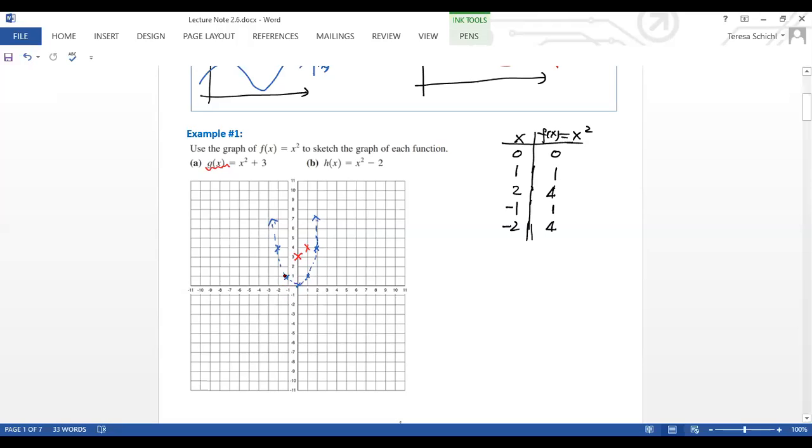The same here: this is negative 1, go up 1, 2, 3, so it's here, correct? Now the next one here is 2, right? So at 2, I go up 3: 1, 2, 3, it's here. Here, negative 2, I go up 3, right? So it's here, 1, 2, 3. So now you can graph it.